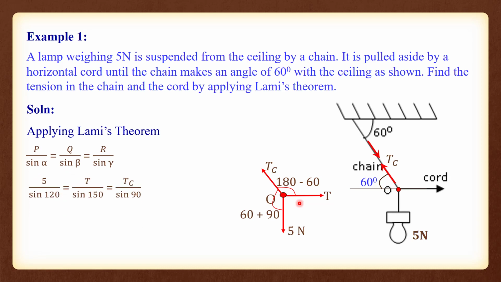So 5 divided by sine 120 is equal to T divided by sine 150, which is equal to Tc divided by sine 90. Now solving this equation, you can find out the value of T as 2.887 Newton and the value of Tc as 5.774 Newton. Okay, now we will move on to the next question.